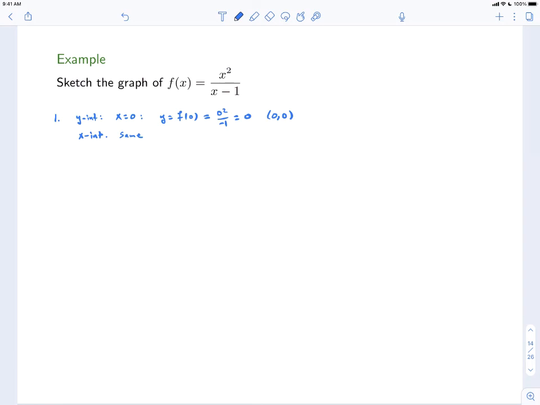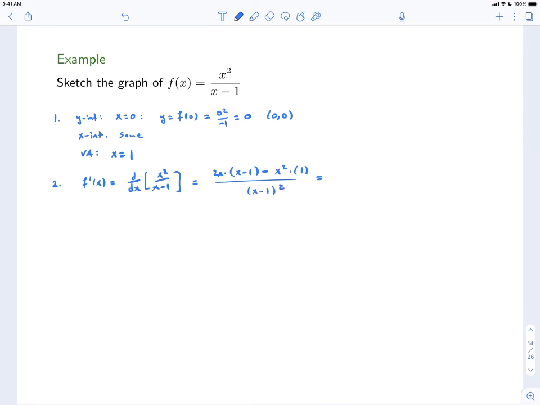What about the vertical asymptotes? Well, we have one, and that's where x is equal to 1, because we're dividing by 0 when x is equal to 1. Next, we want to compute the derivative. So f prime of x is the derivative with respect to x of the quotient x squared over x minus 1. So that's going to be the derivative of the top times the bottom minus the top times the derivative of the bottom, which is just going to be 1. And it's divided by the bottom squared.